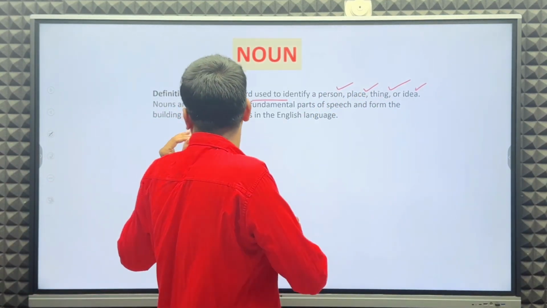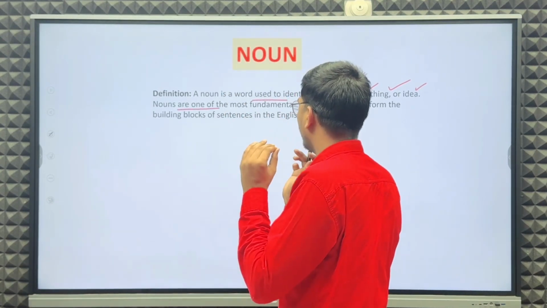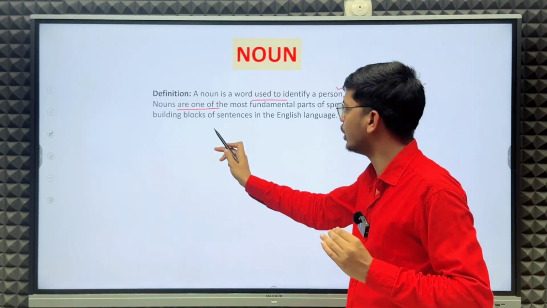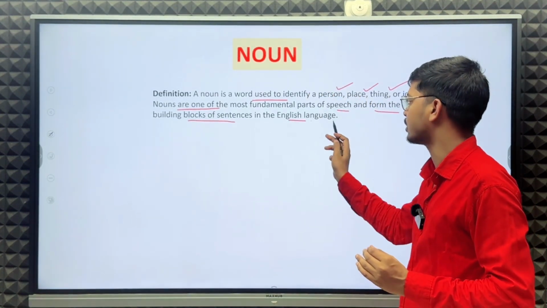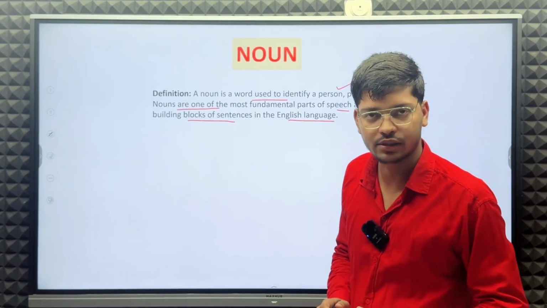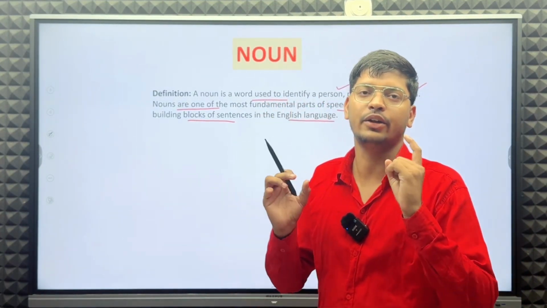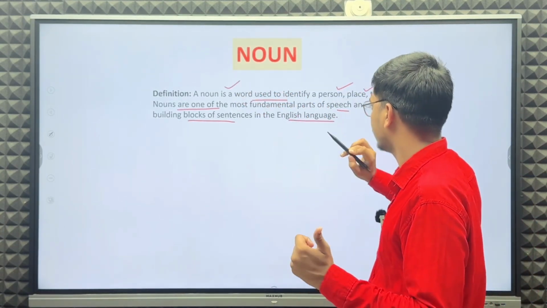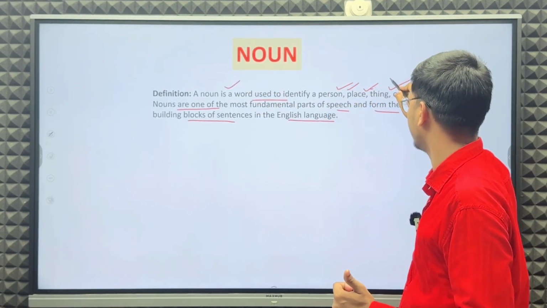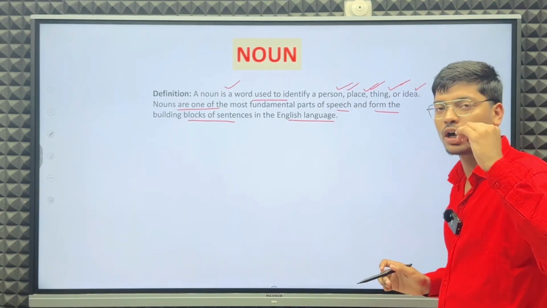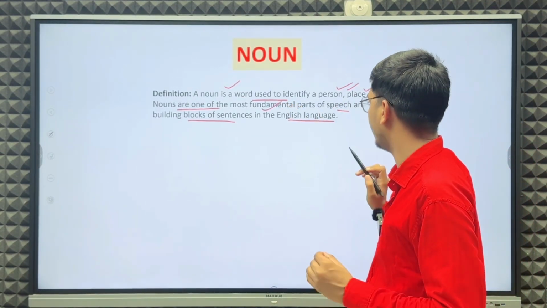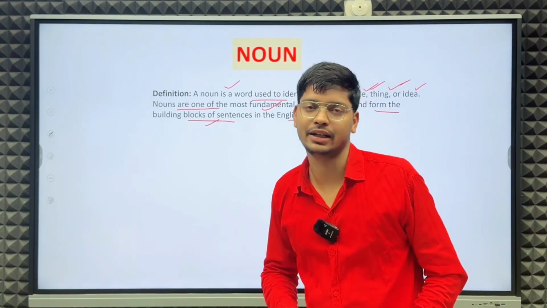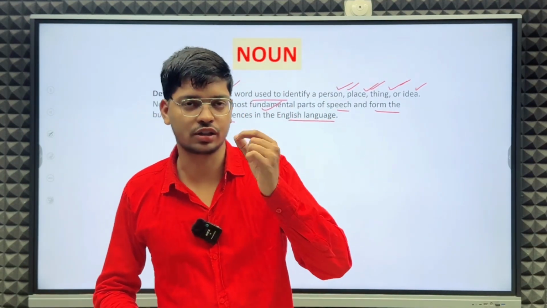Nouns are one of the most fundamental parts of speech and form the building blocks of sentences in the English language. Okay guys, so I hope you understand the definition of nouns. A noun is a word used to identify a person, place, thing or idea. Nouns are one of the most fundamental parts of speech, the building blocks of sentences in the English language. So this is the definition.